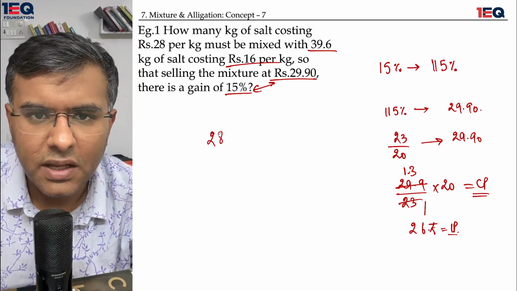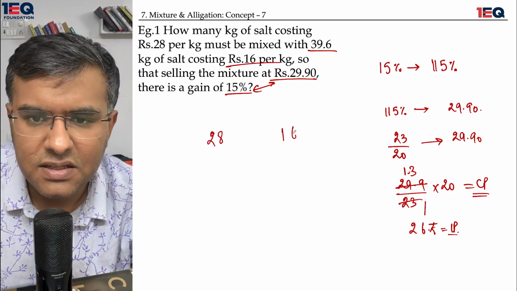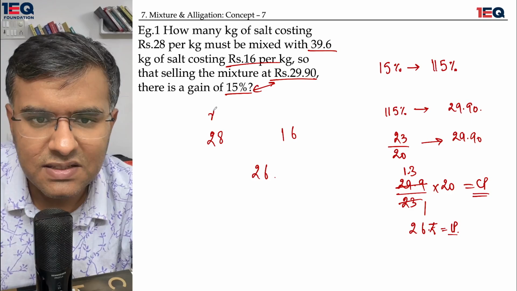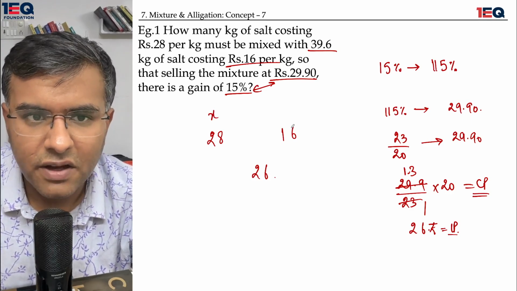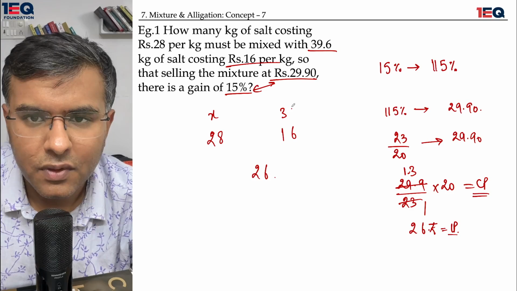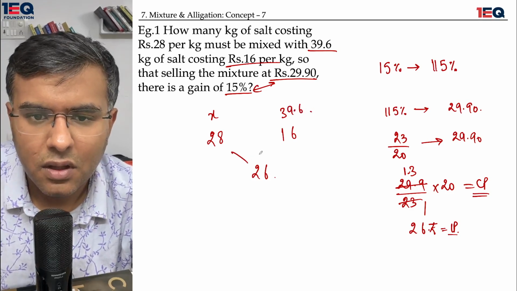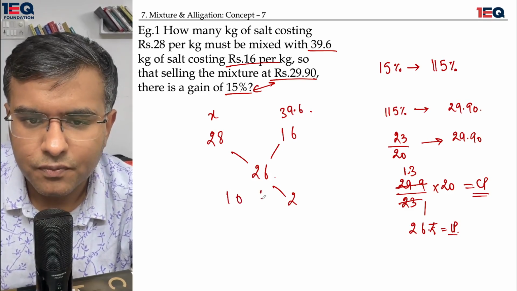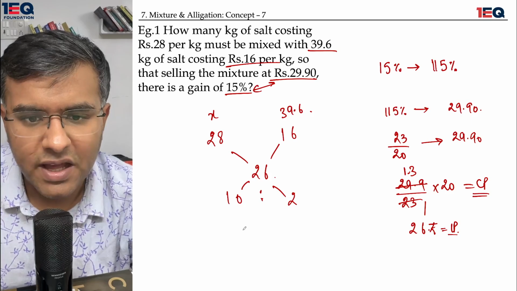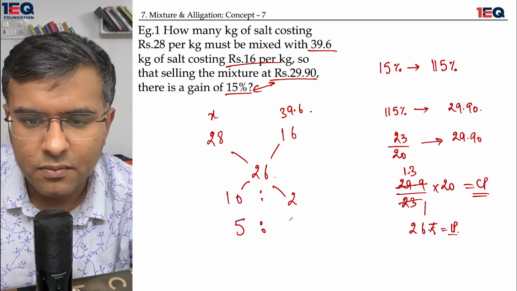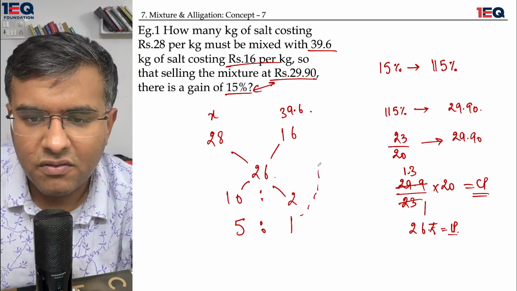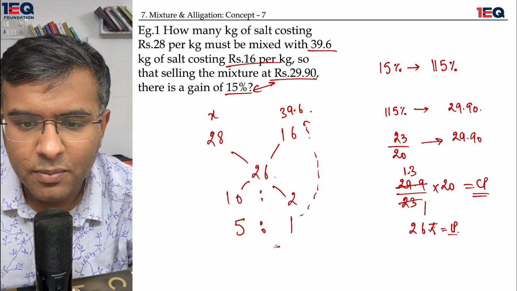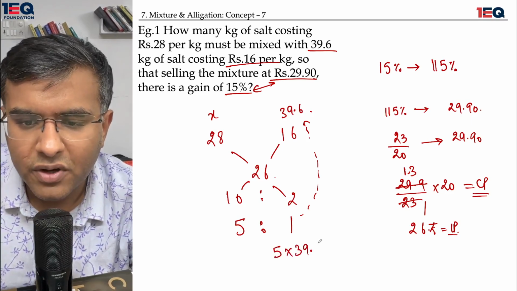The first one is 28, the second one is 16, the central one is 26. The one which is 28 is at X. The one which is 16 rupees is at 39.6 kg. I'll use alligation. Alligation brings me here to 2 and brings me here to 10. Right? 10 is to 2 is what I have. This comes down to 5 is to 1. If the value of 1 unit is 39.6, what is the value of 5 units? I'll simply multiply 5 with 39.6.